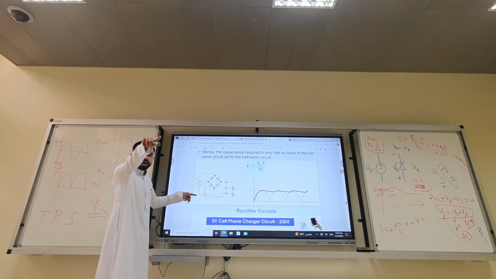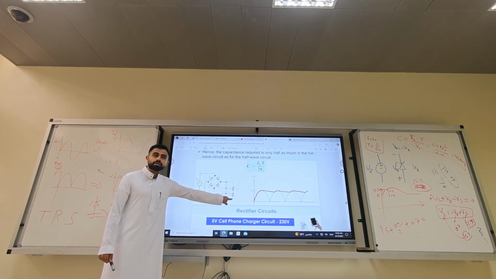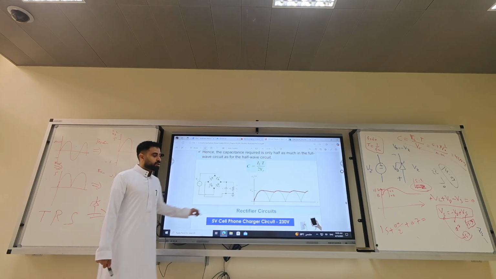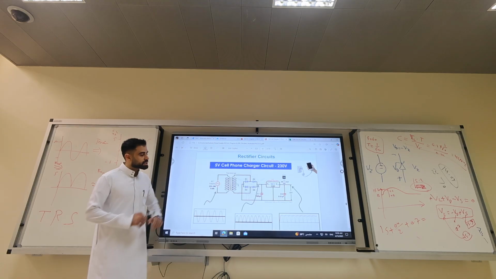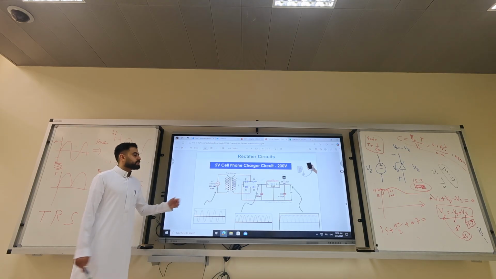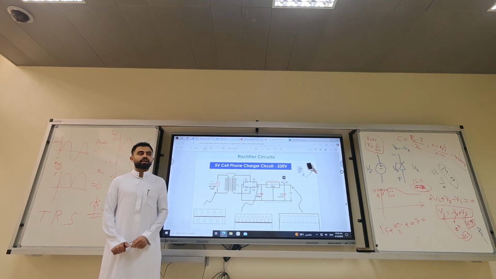Where do we apply the smoothing capacitor? Parallel with the load. When we explained the most important slide of today, again, the smoothing capacitor is parallel. Any questions?